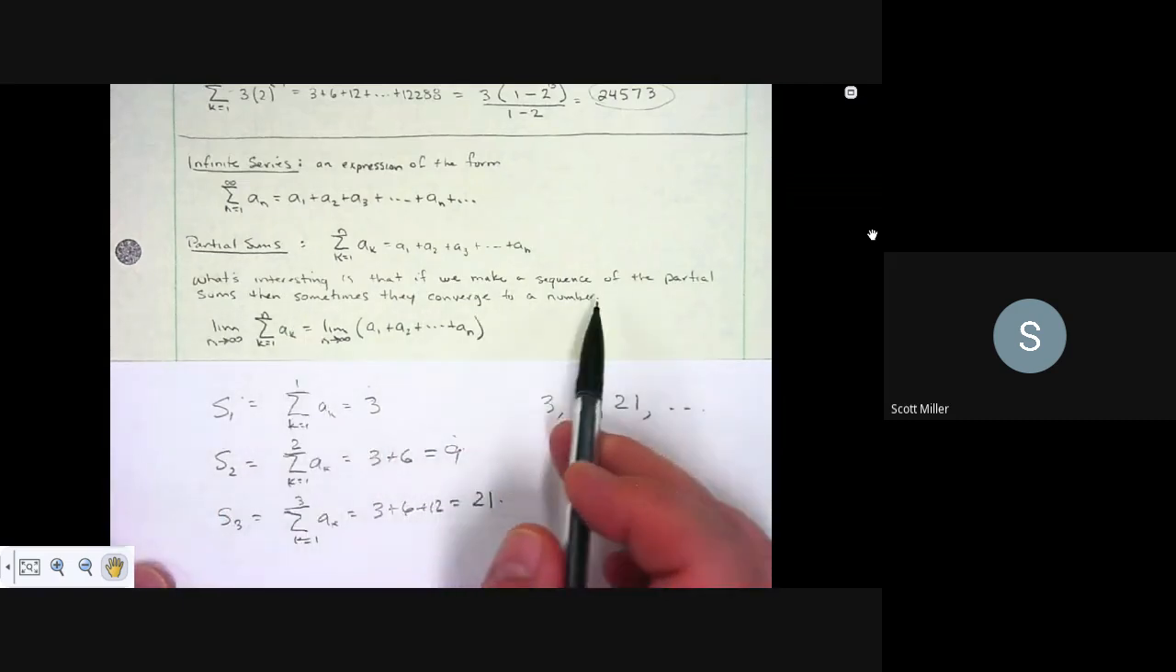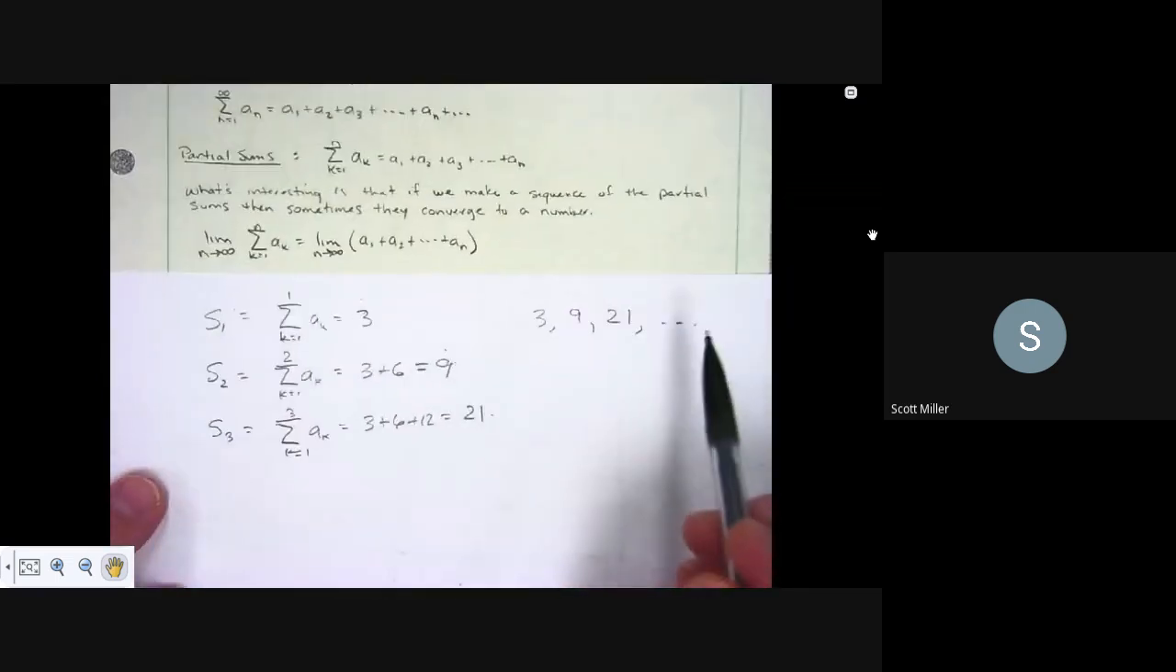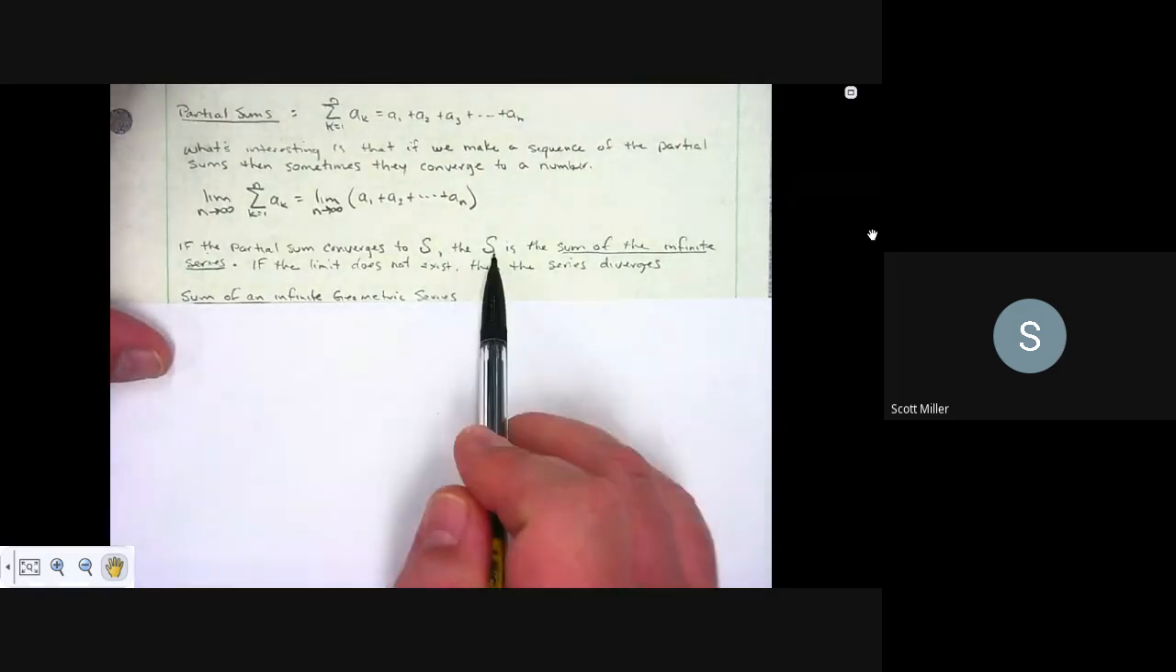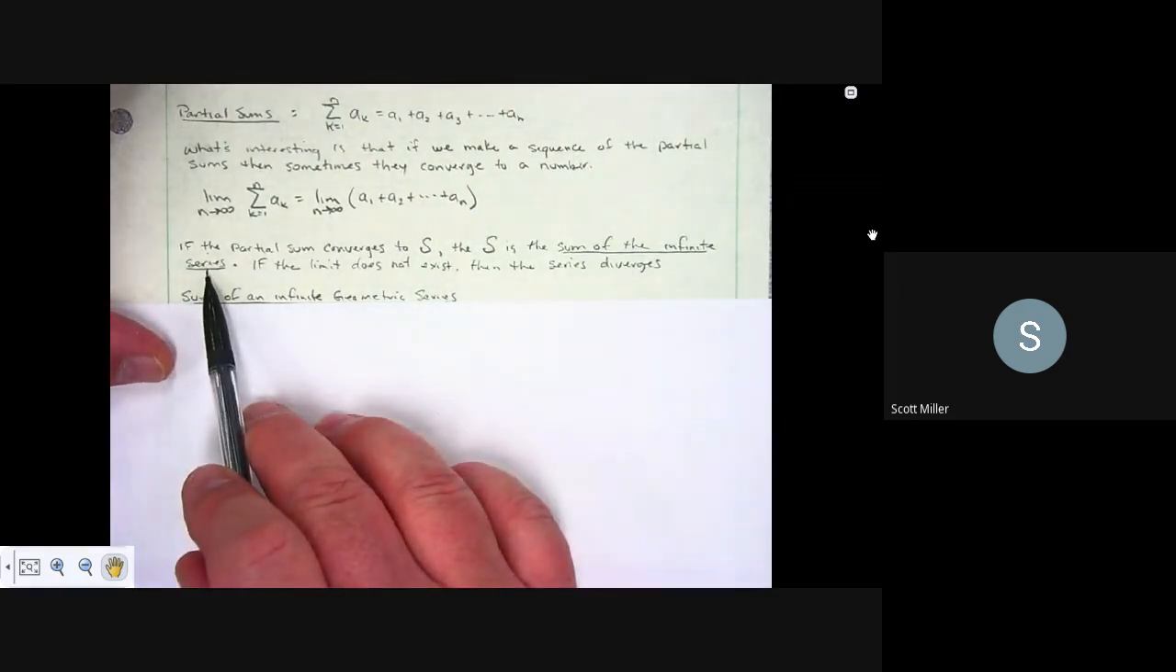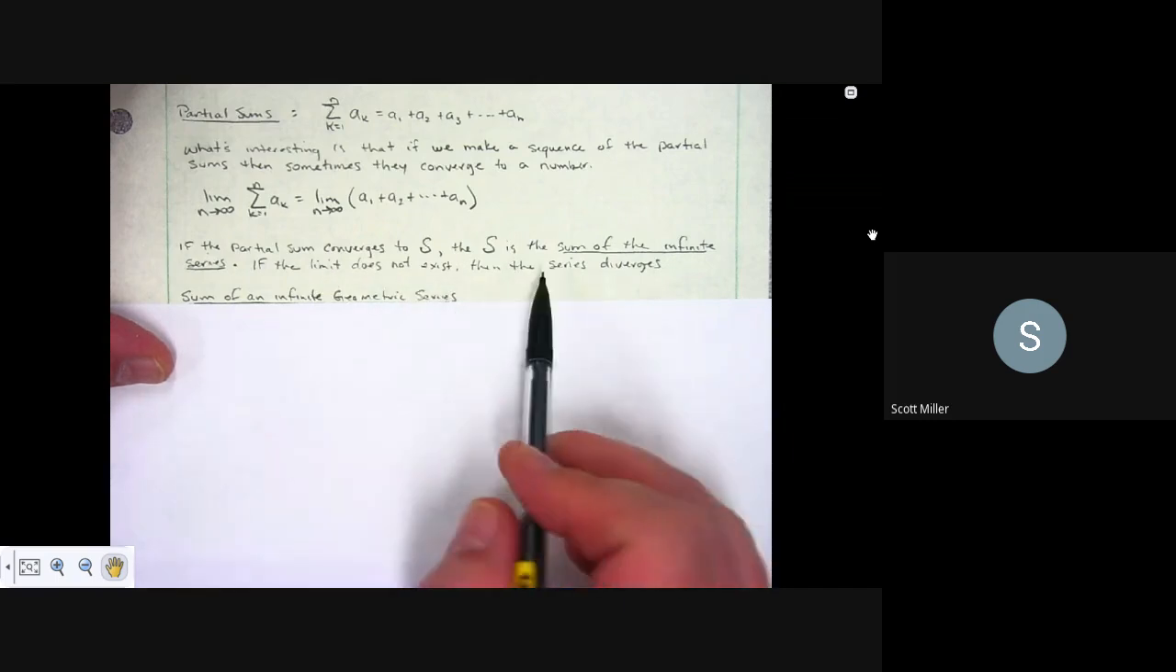Sometimes they converge to a number. We've already talked about that also. So what I'm looking at is, well, what happens if this partial sum keeps on going? And that's this notation you see right here. What is the limit as n goes to infinity? As that gets bigger and bigger, the sum keeps on going. We keep generating more and more numbers. And so the question is, does it get closer to a number? Does it converge to a number? We did this in the last lesson. And if the partial sums converge to some number, then that number is the sum of the infinite series. If the limit doesn't exist, then the series diverges.